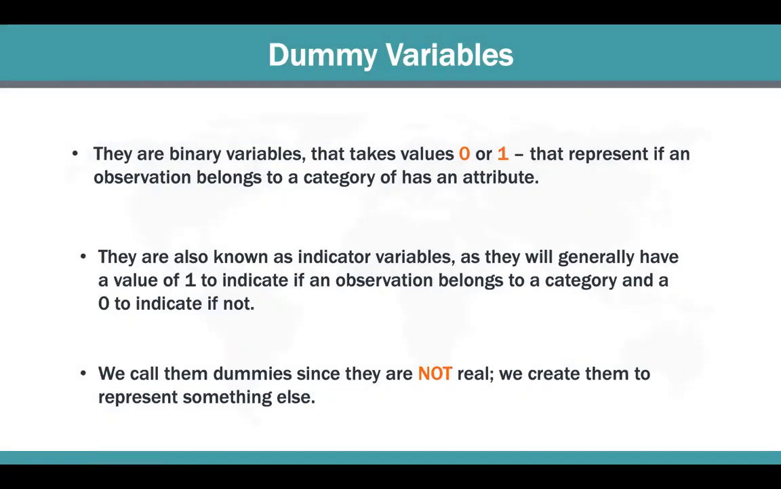And so we do this by using dummy variables. Dummy variables are a kind of binary variable, which means they take a value of 0 or 1. We call them dummies because they are not real. They are just there to represent something else. They are also known as indicator variables, as they will generally have a value of 1 to indicate if an observation belongs to a category, or 0 if not.